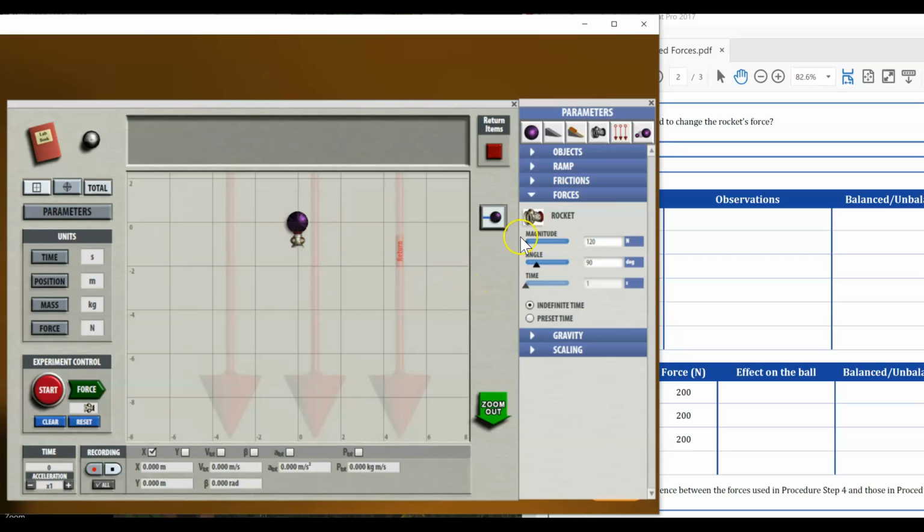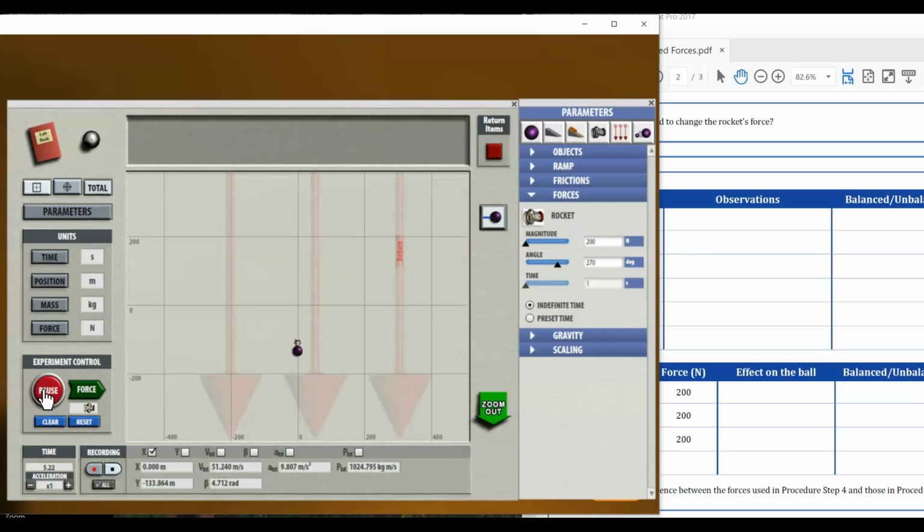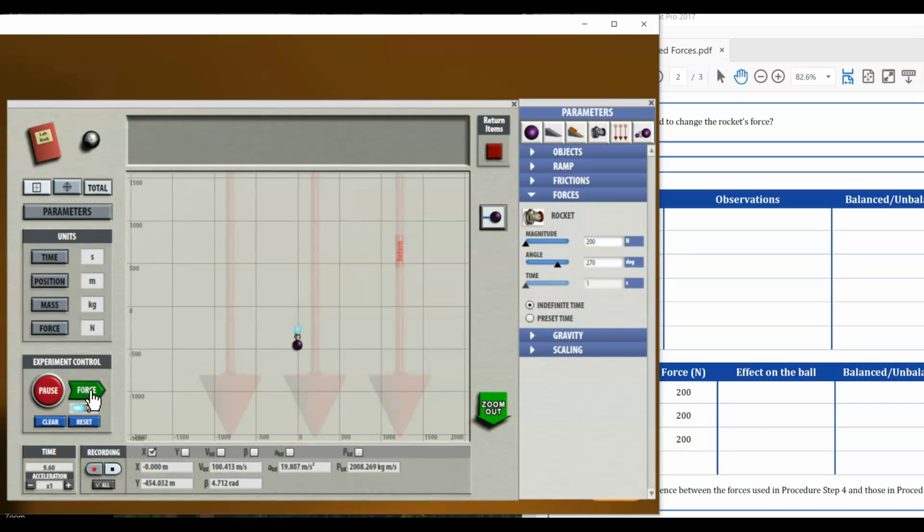So you're going to change the magnitude. Make sure you reset this. Change this to 200. Click enter. Change the angle to 270. Type and then hit enter. And when you're ready, click start. When you first start, the only force acting on the ball is gravity. Let's take a look when we exert force. The force is now 200 and the angle is 270.